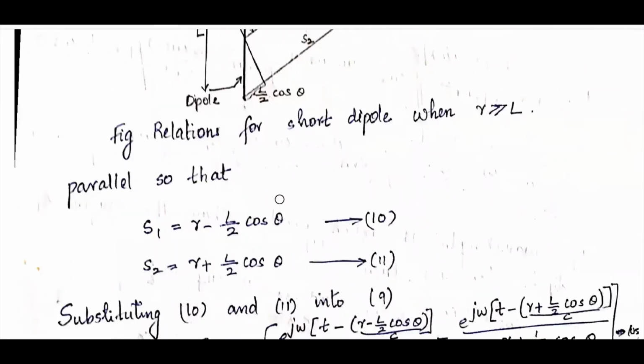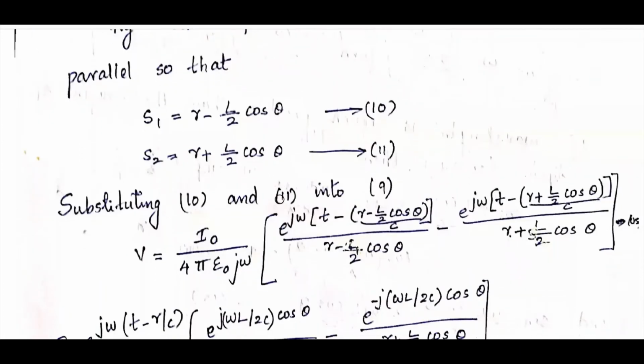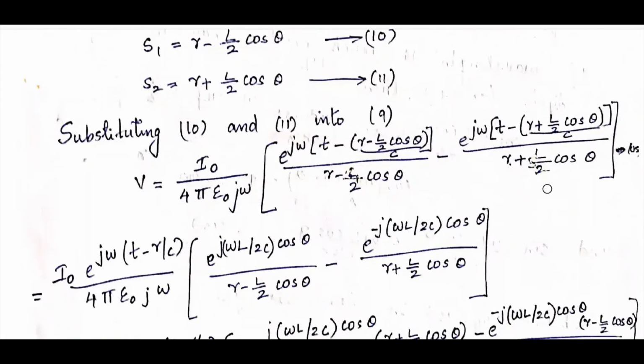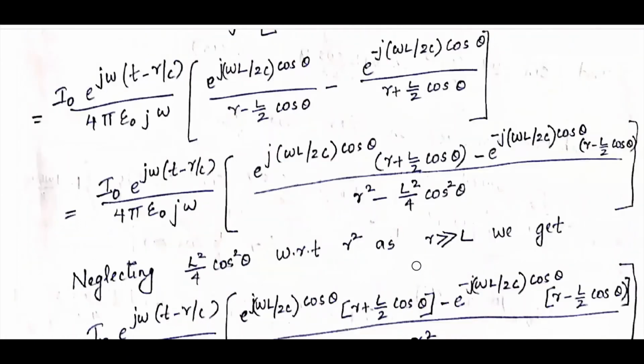So substitute these two values into the previous equation. You will get R minus L by 2 cos theta, and here R plus L by 2 cos theta. So the equation will become, here the term e raised to j omega of (t minus R by c) can be taken outside. What is remaining will be e raised to j omega L by 2c into cos theta divided by R minus L by 2 cos theta. Similarly, this term we will also write here.